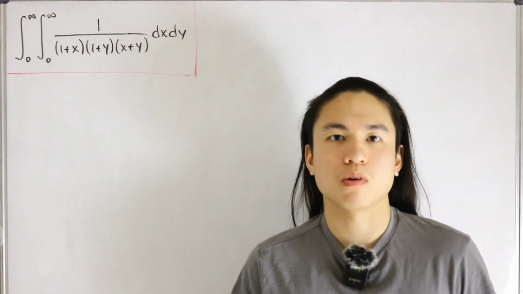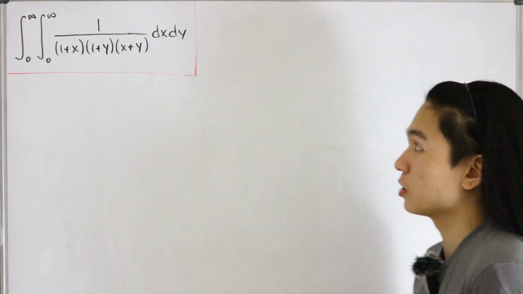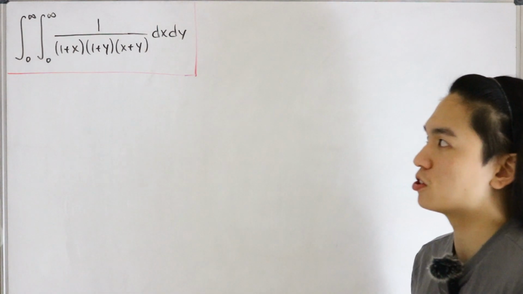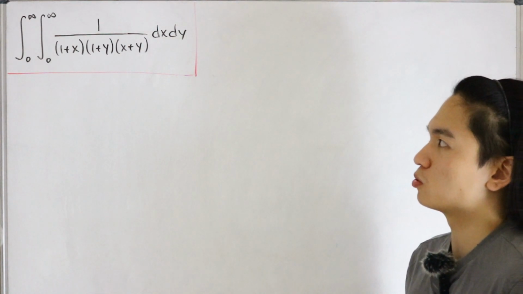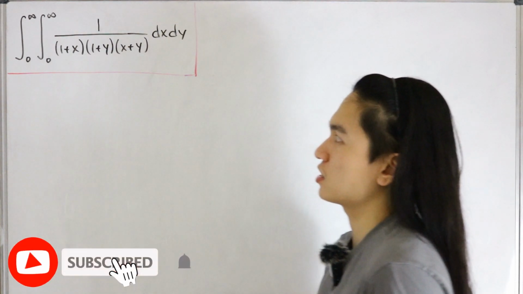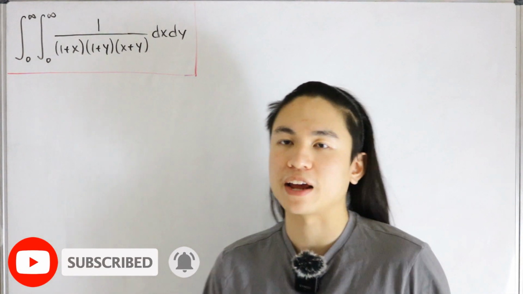Okay, so welcome back to another video. Today's video is going to be a nice little double integral computation, where both variables x and y range over the positive reals, from 0 to infinity, and our integrand is 1 divided by (1 plus x) times (1 plus y) plus x plus y, followed by dx and dy.